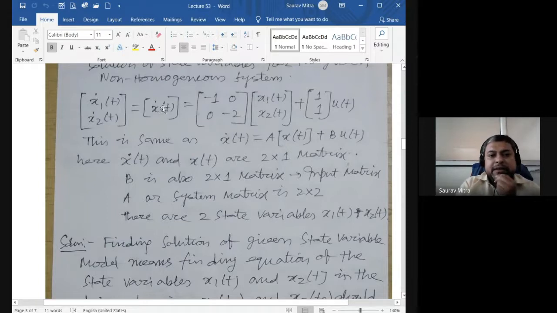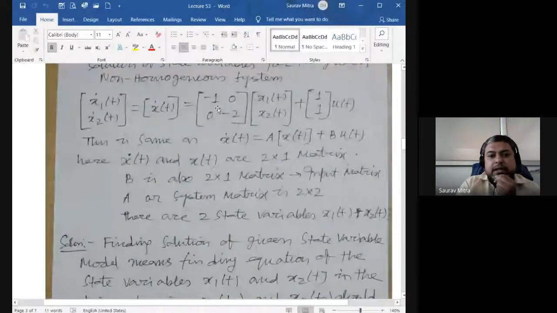So either you say left side x dot t, that means x1 dot t, x2 dot t, or this is xt. Okay, so xt is nothing but x1t, x2t. They are 2 cross 1 matrix. B is also a 2 cross 1 matrix. So there is a B matrix which is a 2 cross 1 matrix. This B matrix is called an input matrix. A or system matrix is 2 cross 2.